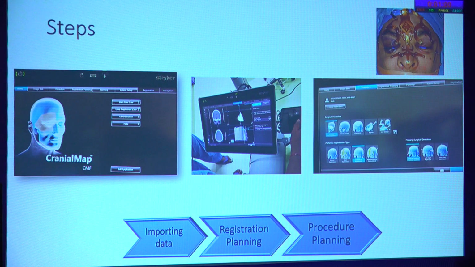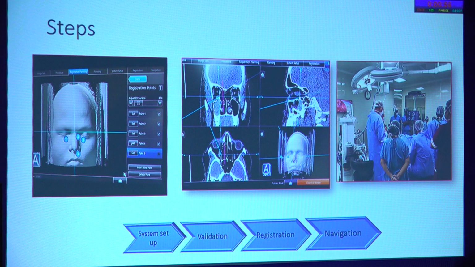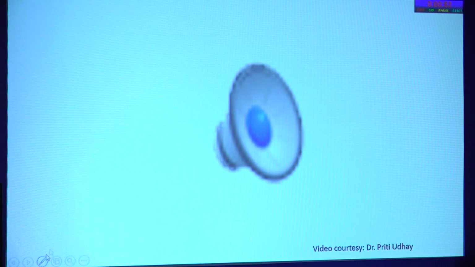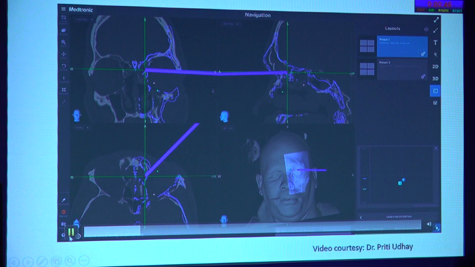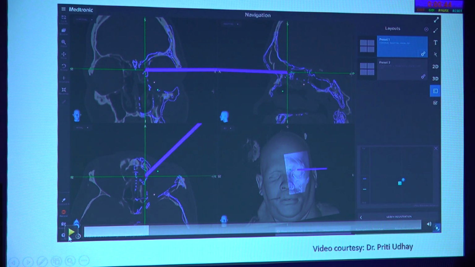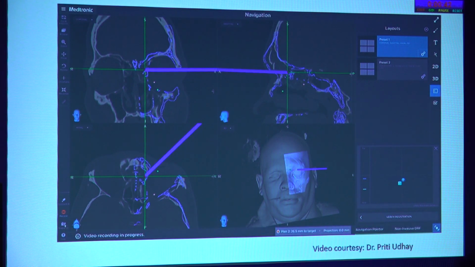The patient data is fed, the registration is done, and we plan the procedure beforehand. And this is the setup, like how it is being done. I have a small video by Dr. Preeti, courtesy. As you see in this picture, this navigation gives us three images: coronal, axial and sagittal. So this is the pointer.